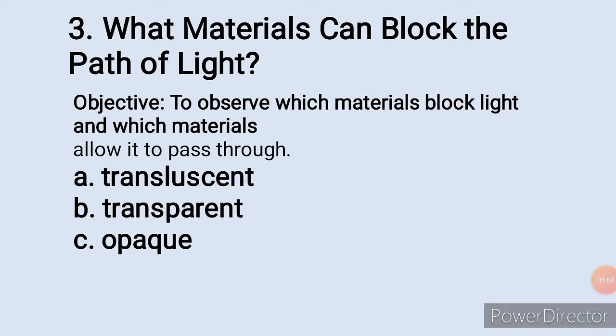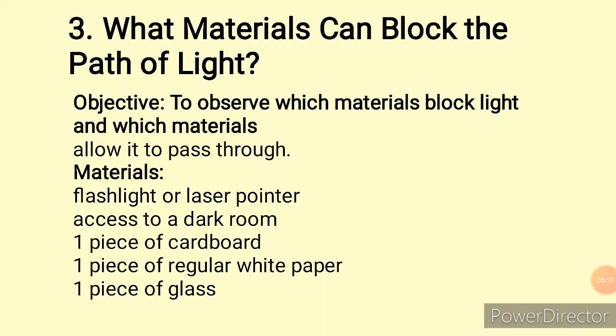We can see clearly through such objects. An example is your eye goggle you used to wear. It's transparent. Your glass window is what? Transparent. So when we can see clearly, it's transparent. When you cannot see clearly, it's translucent. When you cannot see at all, if it blocks all the light, it is what? Opaque.